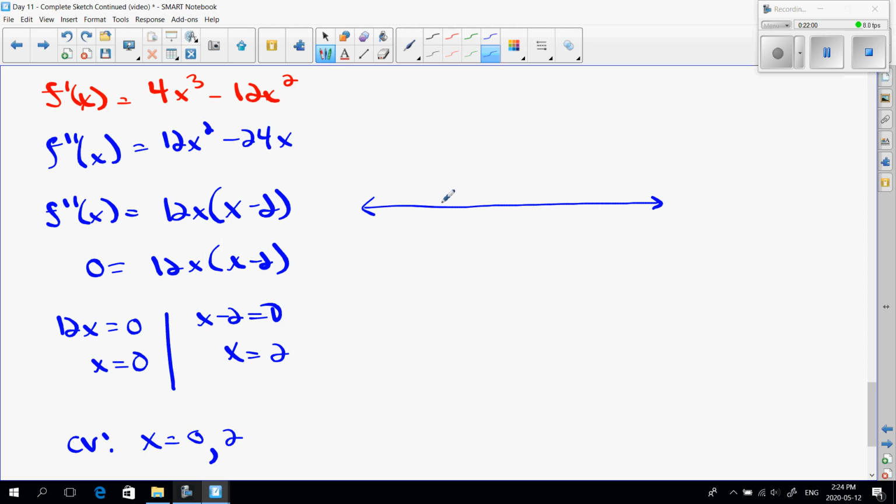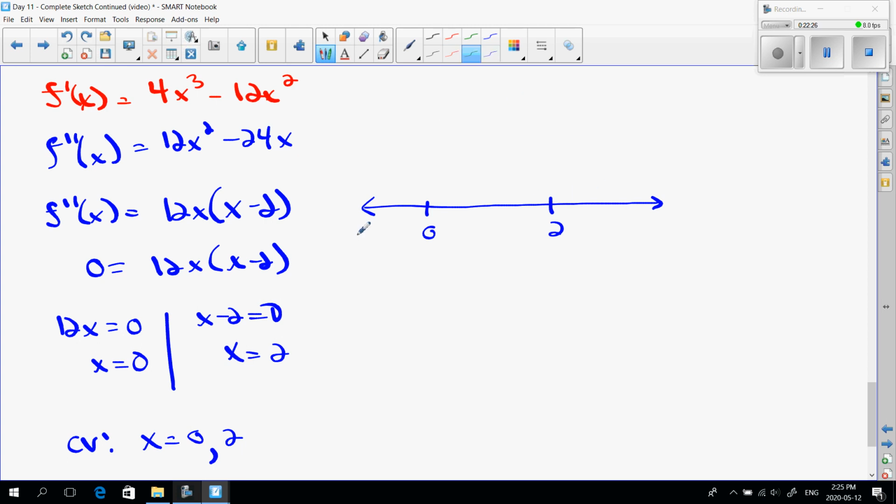And you don't have to use a number line. Some people make a little chart, put the factors in, and say whether each is positive or negative. I find the number line just quick and easy and it serves the same purpose. Okay, so I drew my number line and plugged in these critical values. These were the values of x that made the second derivative 0. Again, there are 3 intervals: from negative infinity to 0, from 0 to 2, and from 2 to infinity.